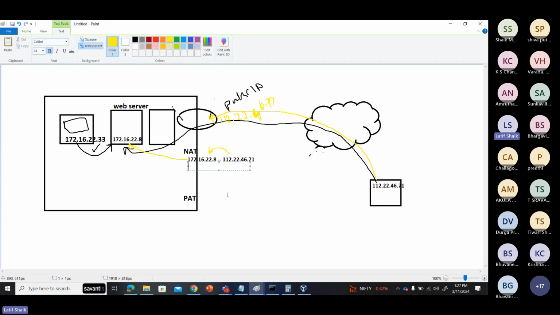I want to communicate to the public. I have an internal system, and there is a public system. Internally it is private.